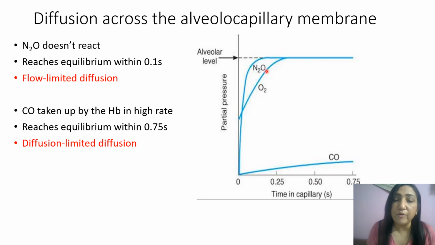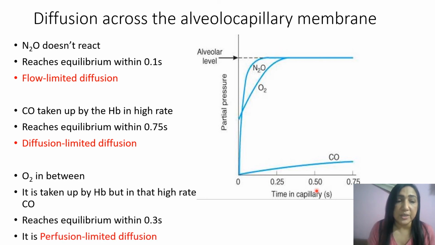Now oxygen falls in between. What happens to this? It is taken up by the hemoglobin, but not at the high rate of carbon monoxide, and reaches equilibrium within 0.3 second. So this type of diffusion is called perfusion limited diffusion.